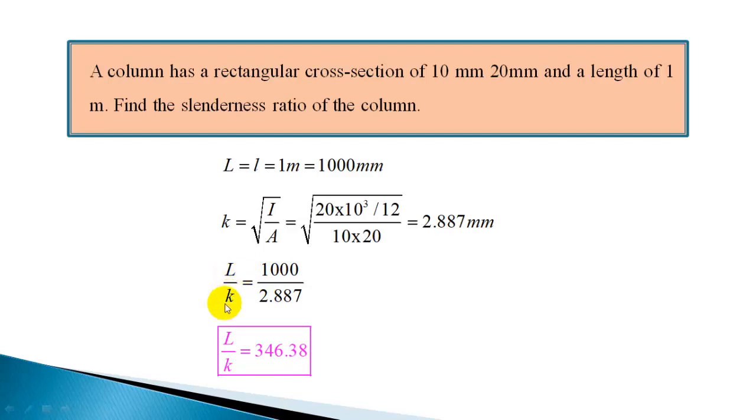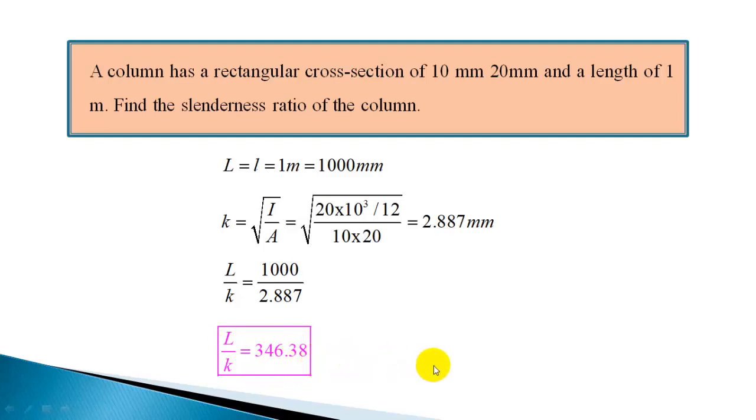Now L by K you can calculate: 1000 divided by 2.887. So we'll get the value as 346.38. So the choice given nearer to this, you can select this value. Or if it is fixed ended, L by K is going to be half of this, because effective length is half of the length, and you will get L by K just half of this.